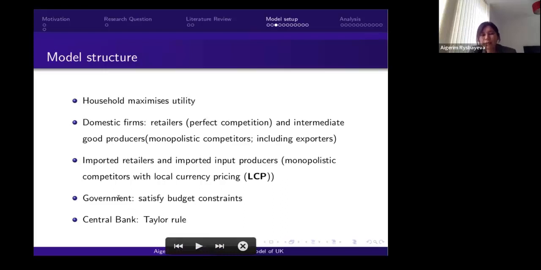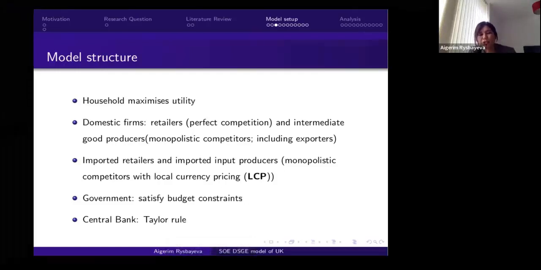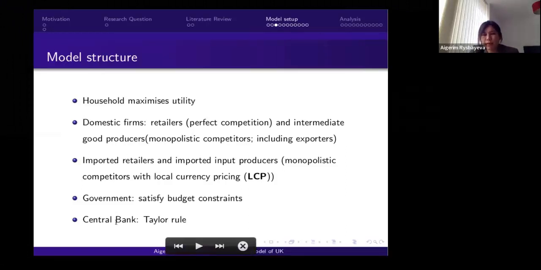The third individual is a government, which satisfies the budget constraint, so taxes equal the changes in the bonds value. And finally, we have a central bank. This is the monetary policy, and we assume that it follows the Taylor rule. So in the following slides, I'm going to talk about the household and firms because the government and central bank are quite standard, just 2 equations.